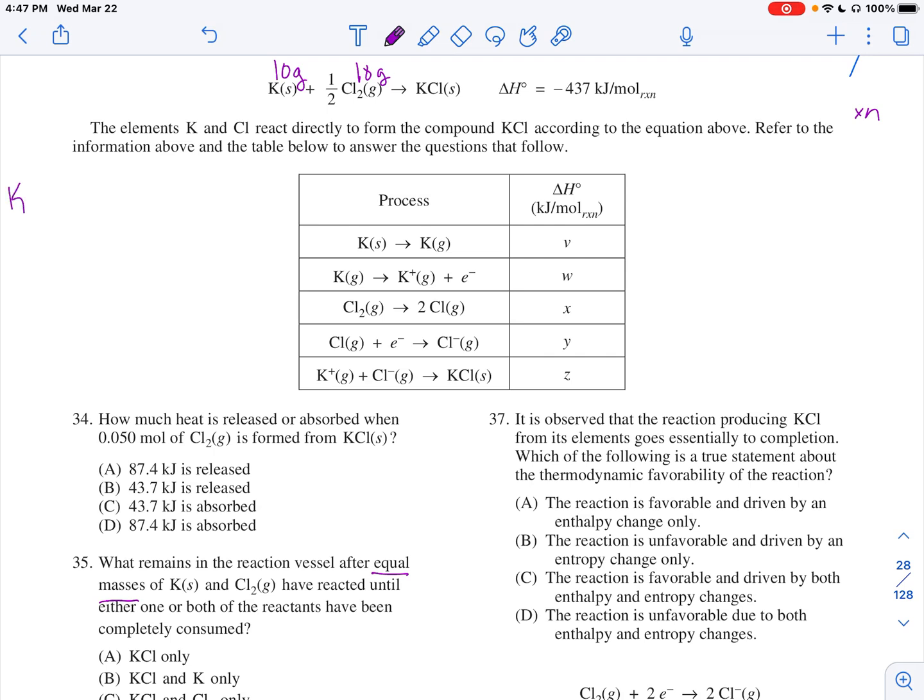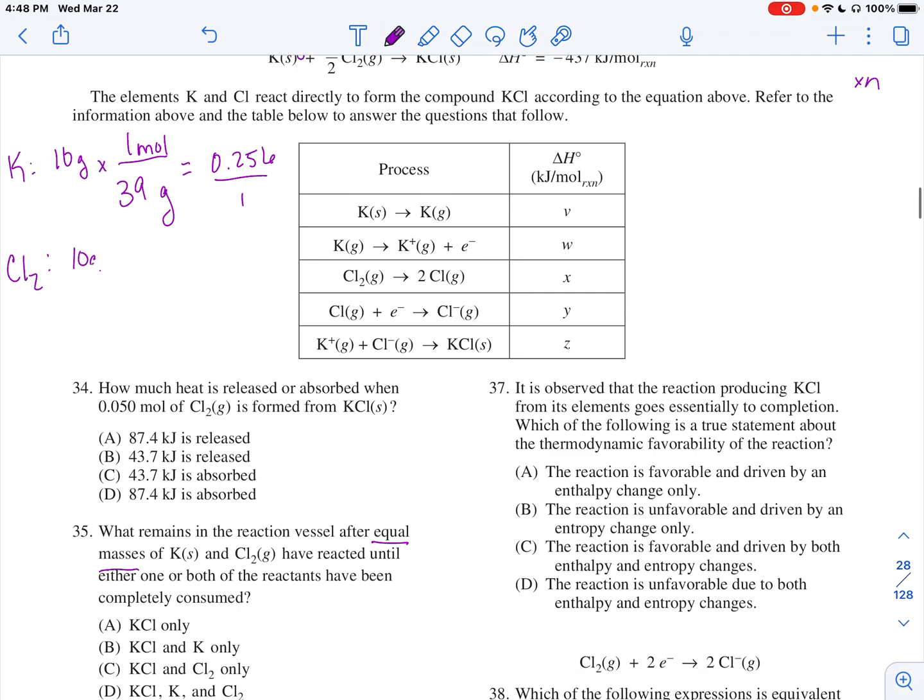So then for K, you would take your 10 grams, your molar mass of K is 39. So that comes out to this. And then of course you divide by the coefficient, but the coefficient for K is 1. For Cl2, you would do the same thing.